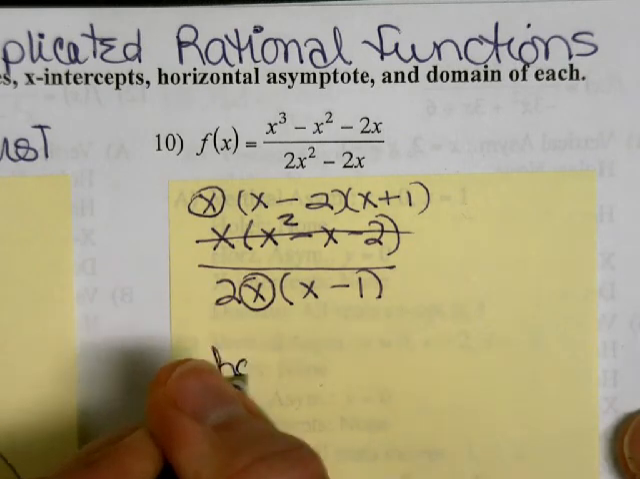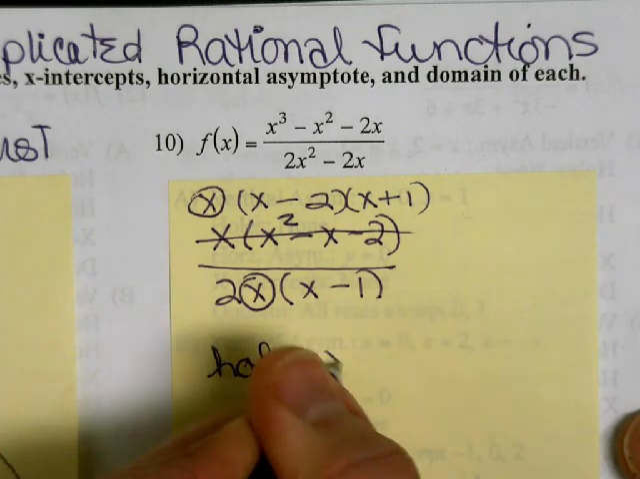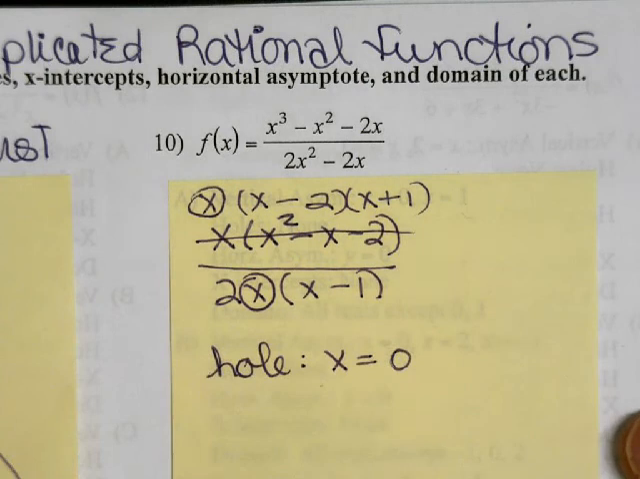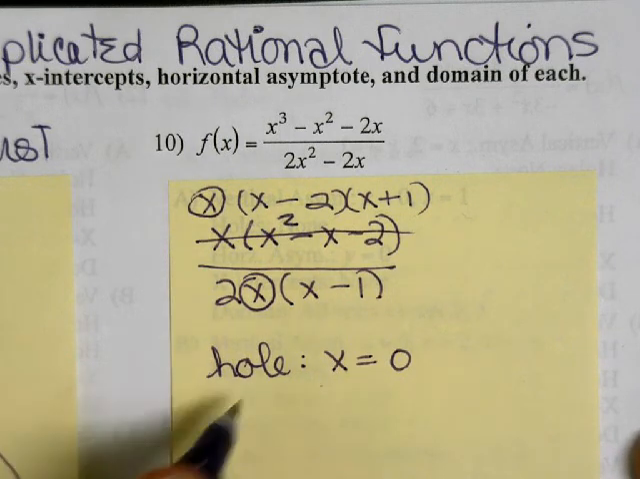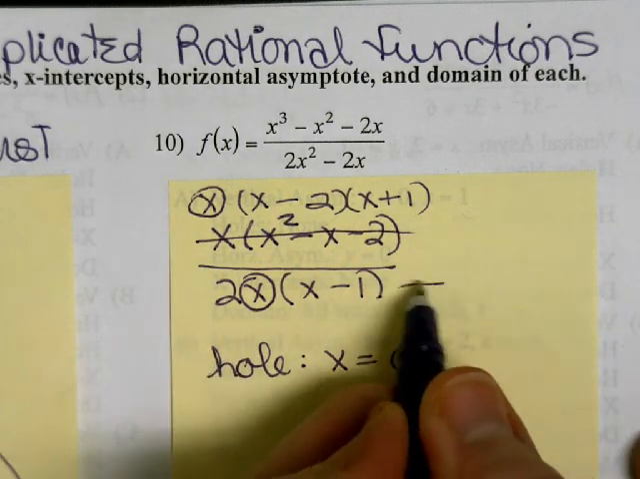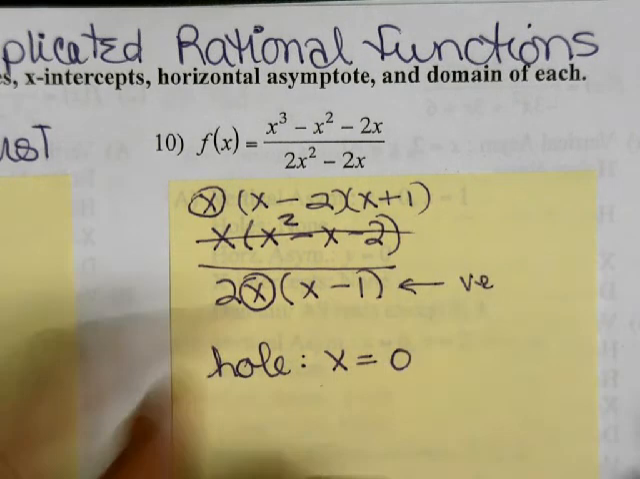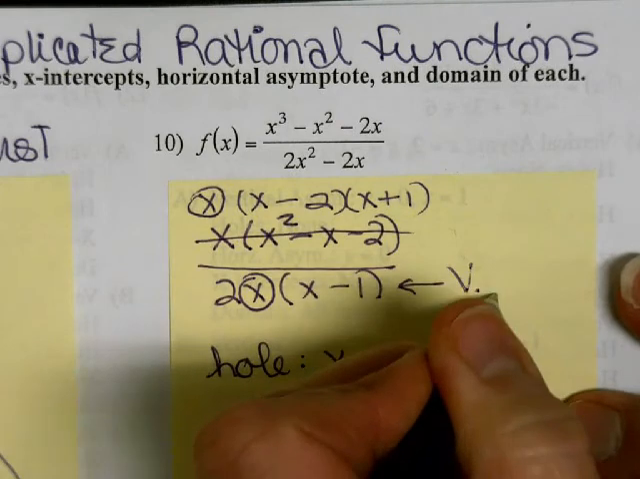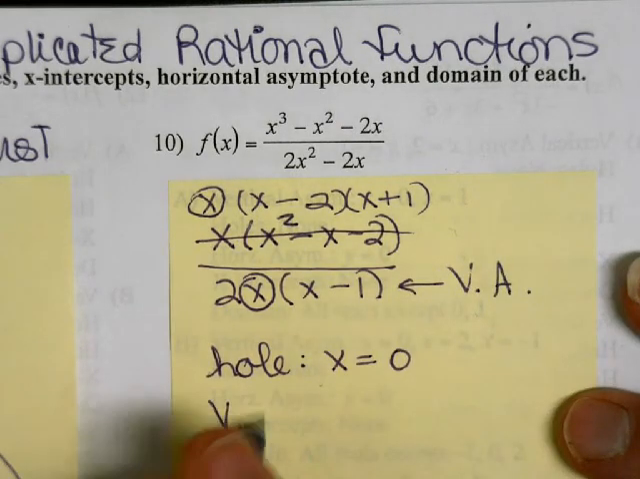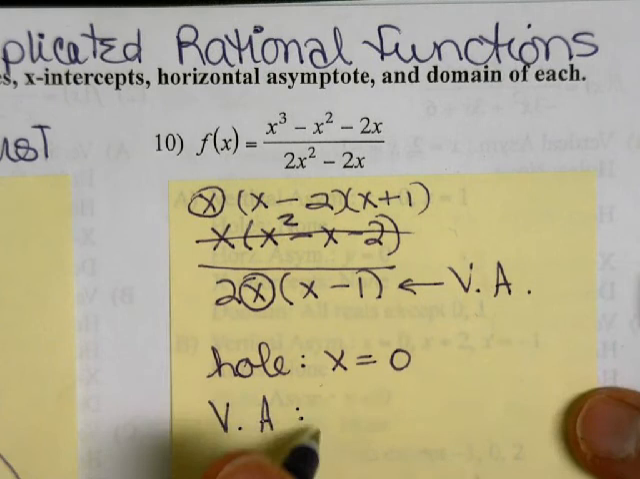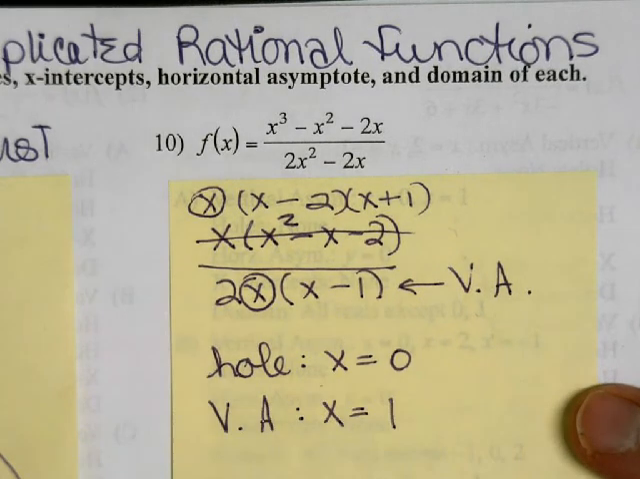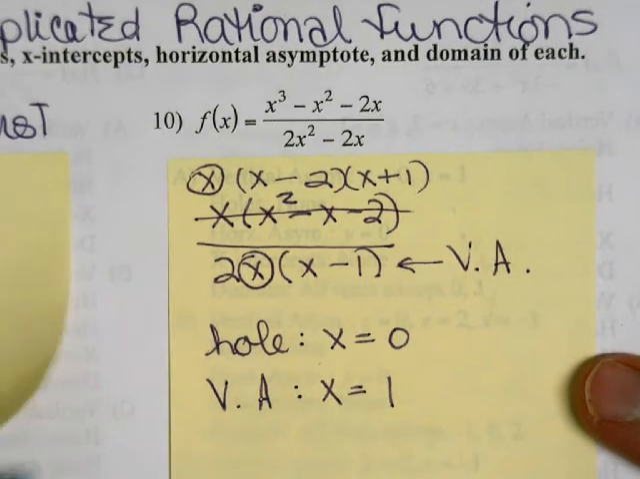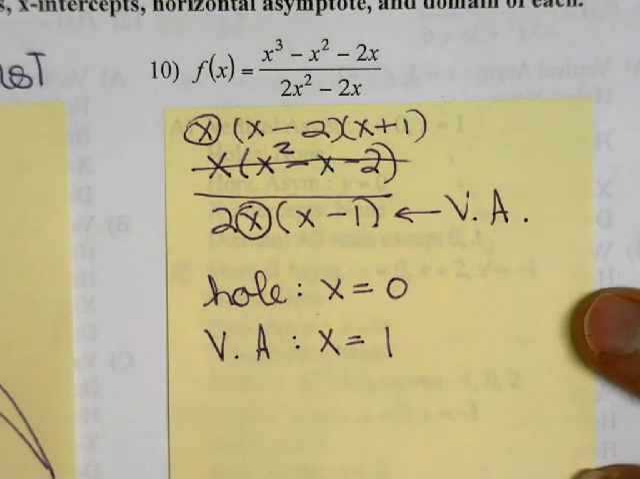Are you ready to play the game? I see a hole where x is 0 because there was a factor of x in the numerator and denominator. Remember, here are the vertical asymptotes. I'll just call them VA. I try to spell it out, it gets confusing. Always in the bottom. Oops, sorry.